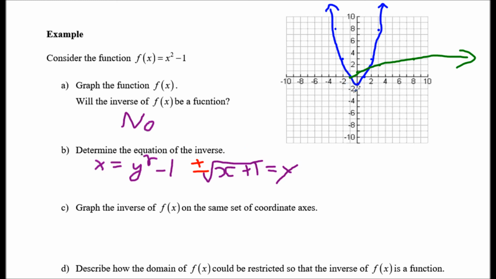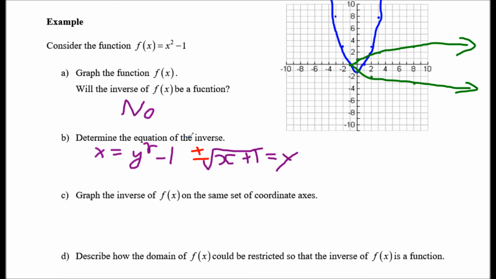All right. Well, let's take a peek at this one. I've already done this point. This was negative 1, 0, who will become 0, negative 1. This is negative 2, 3, who will become 3, negative 2. This is negative 3, 8, who will become 8, negative 3. And then I will get this right there. Bada bing, bada boom. Alrighty. So that is my graph of the inverse.